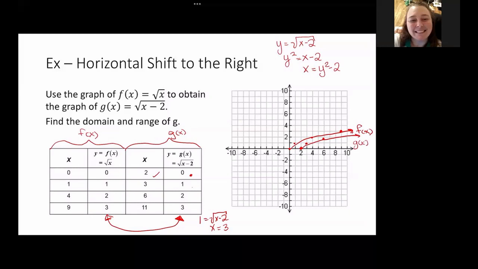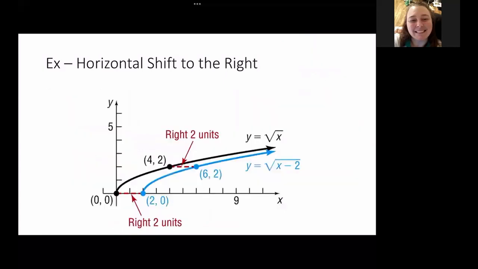Now notice that the x coordinates on the graph of g are 2 units larger than the corresponding ones for the f. So 0 plus 2 is 2, 1 plus 2 is 3, 4 plus 2 is 6, 9 plus 2 is 11. Therefore, your g and your f are going to have identical shapes, except that your g is going to be shifted horizontally 2 units to the right. Let's get a better picture of that so you can get an idea of what that looks like. You can see everything is shifting to the right by 2.